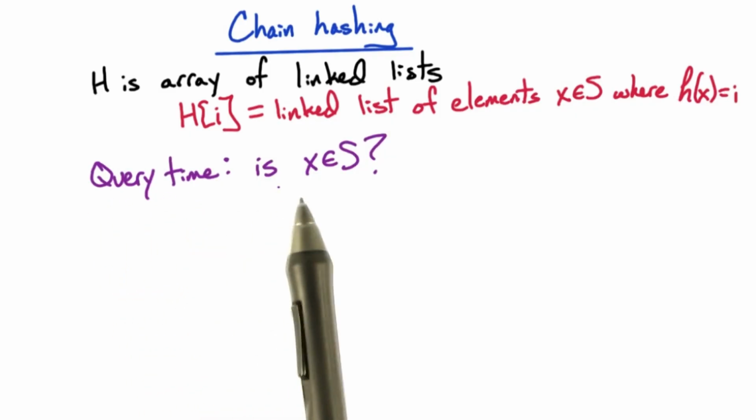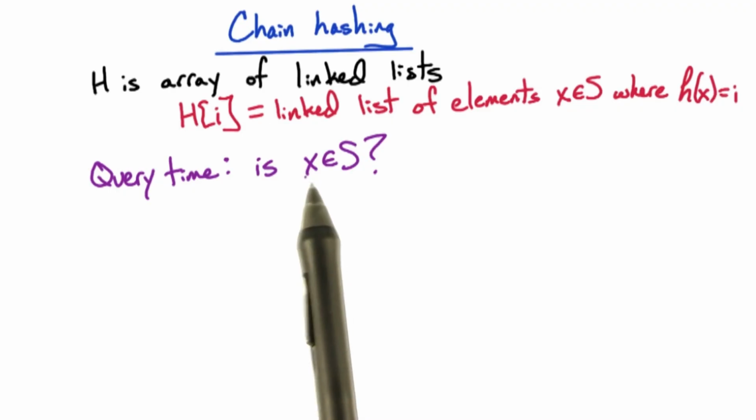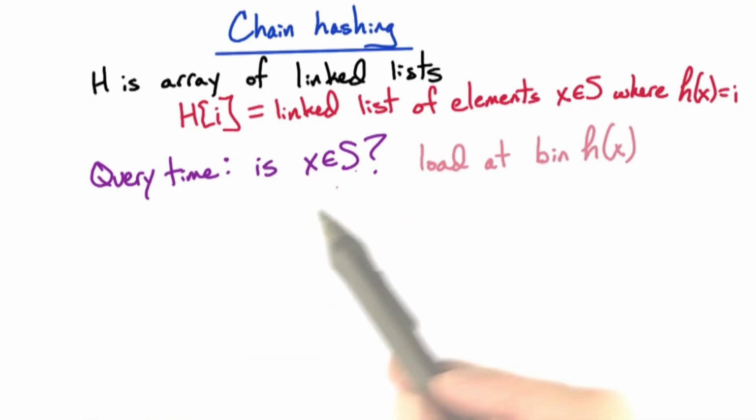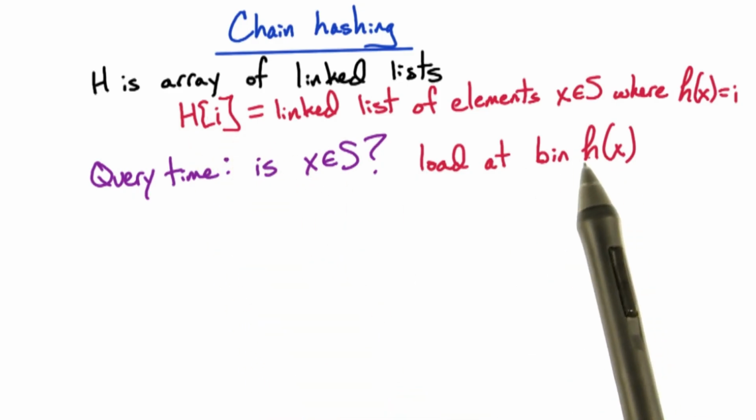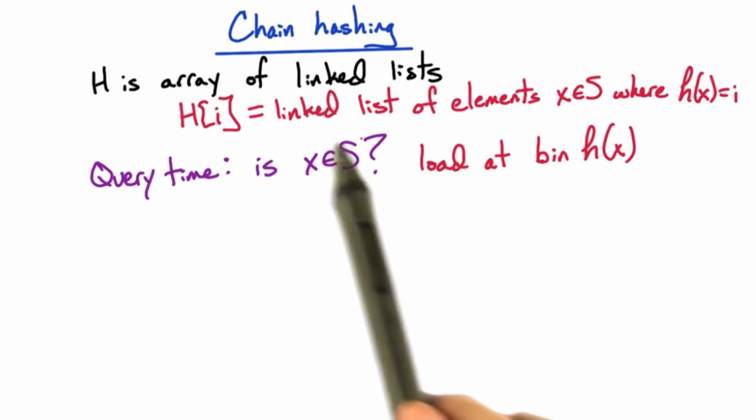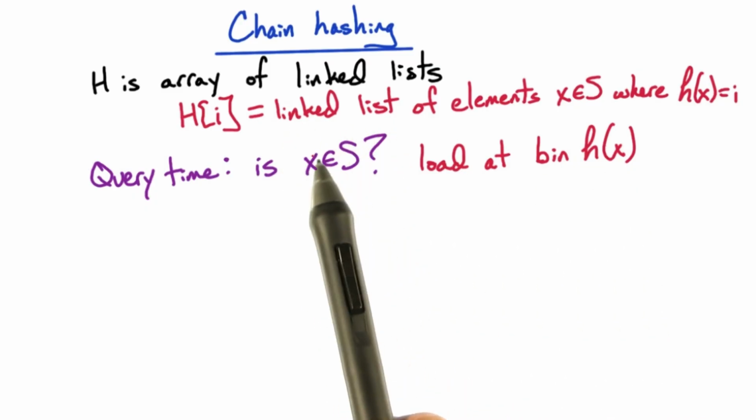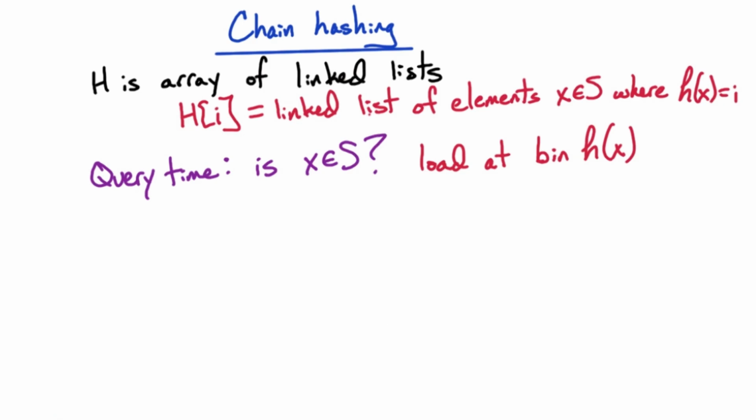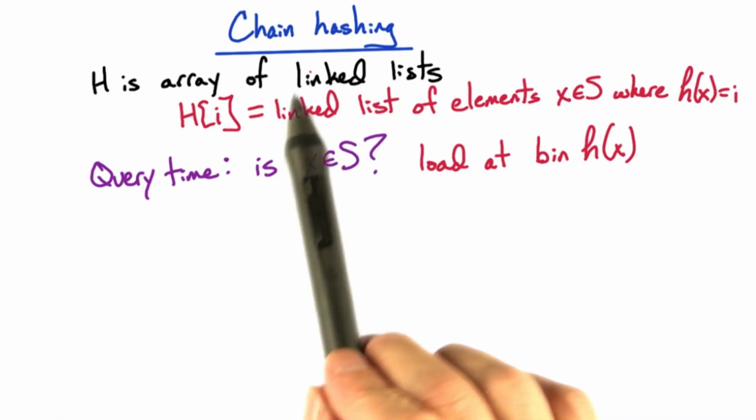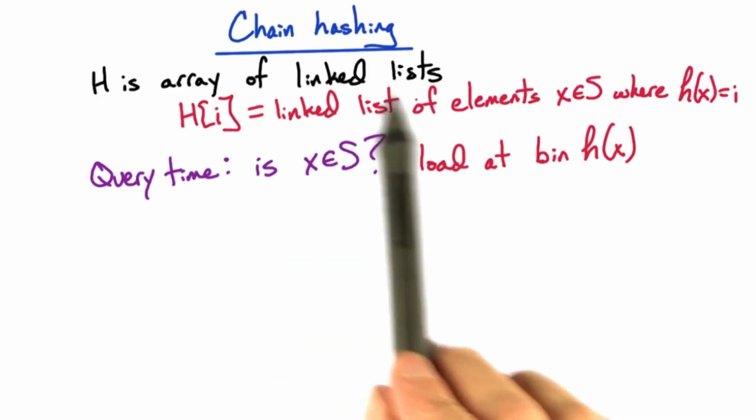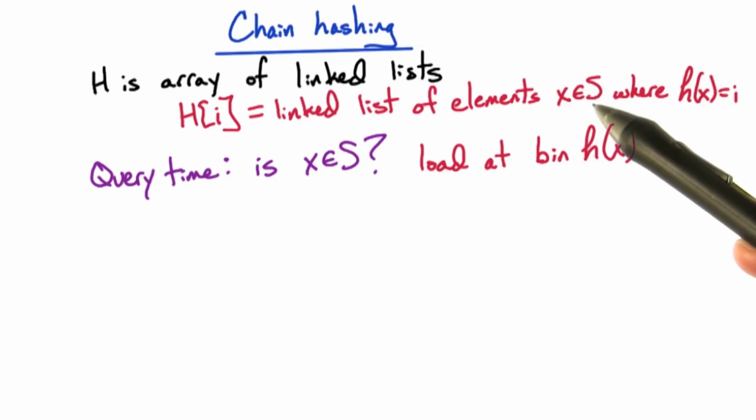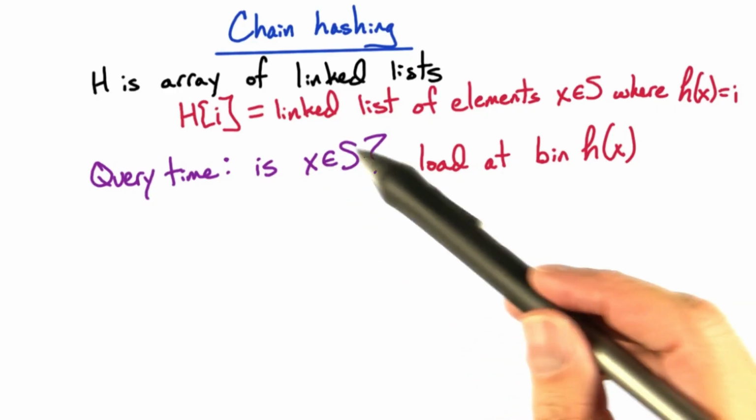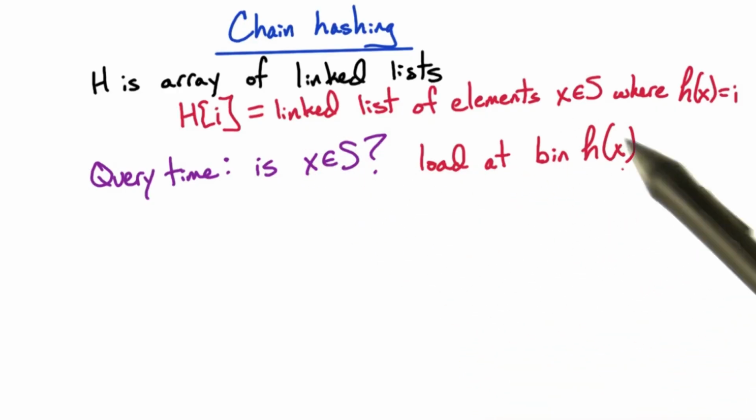Let's look at the query time. How long does it take us to answer a query of the form, is X in the subset S that we're maintaining? In order to answer this query, we have to look at the hash table at the index i, which is H of X. And then we have to go through that entire linked list and check whether X is in there or not. So the time it takes us is proportional to the size of this linked list. What's the size of this linked list? It's the load at this bin. If we think of the elements of S as balls, these are getting assigned to bins, which are their hash values. The time it takes us to answer a query is proportional to the load at the hash value.